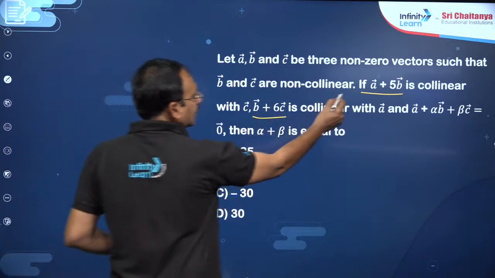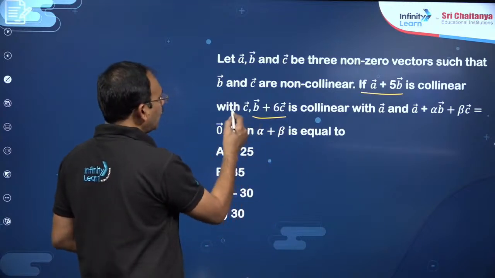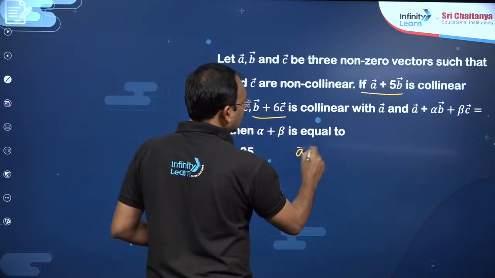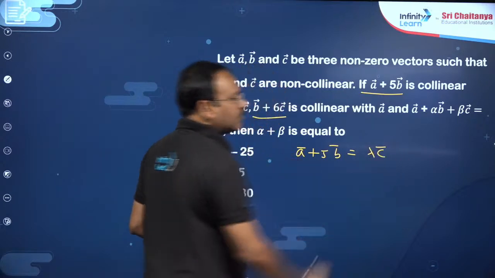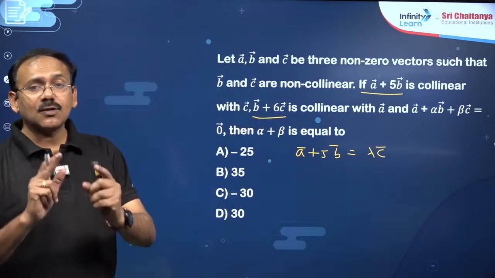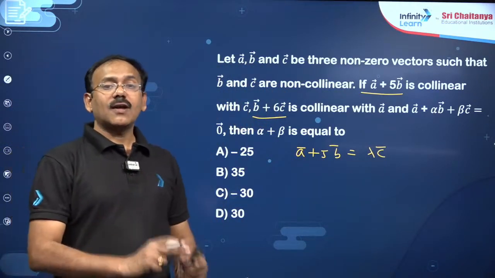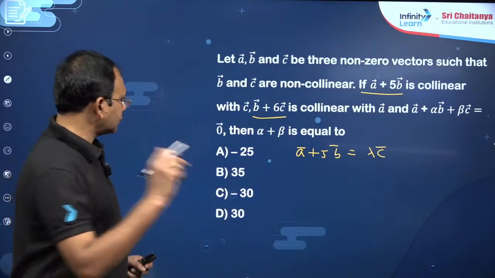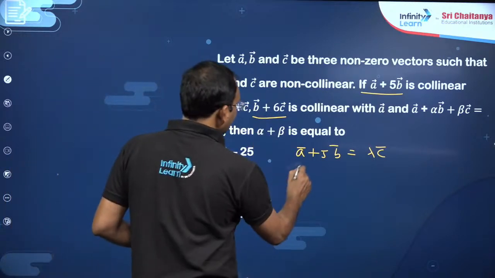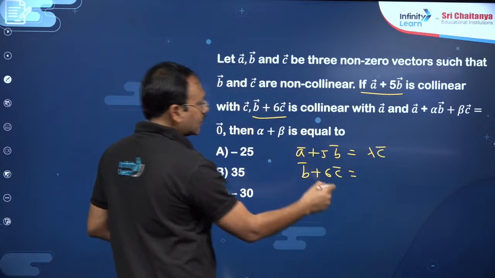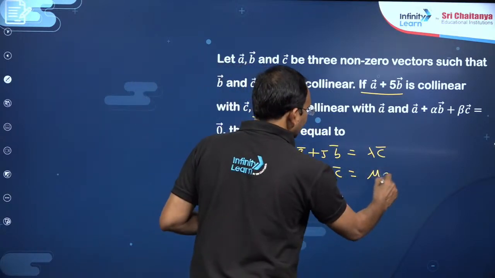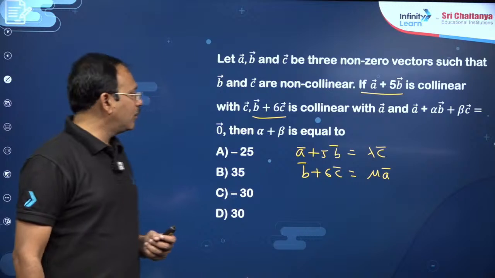You can write that A bar plus 5B bar is collinear with C bar, means A bar plus 5B bar is some lambda into C bar, because if two vectors are collinear, do remember one vector is some number times the other vector. Next, B bar plus 6C bar is collinear with A bar, so you can take it as mu A bar.